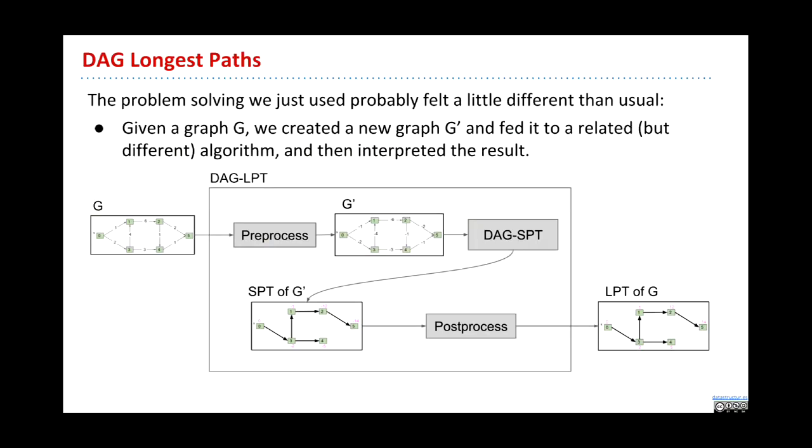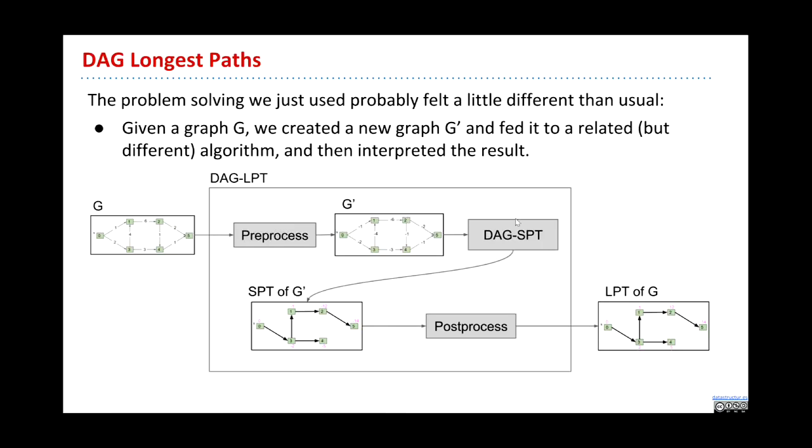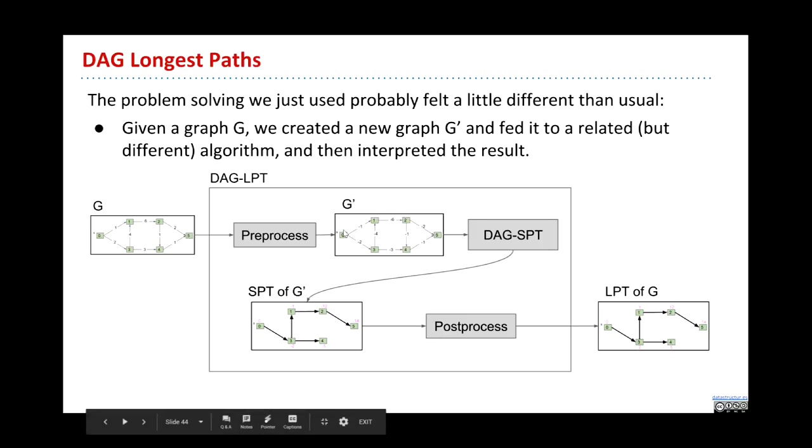Okay. So the problem solving that we just did probably felt a little different than what you've done in the past. We basically took a problem, in this case a graph, and we pre-processed it. We turned it into the negative of itself. We then fed it to a different algorithm, DAG shortest paths, that produced a shortest paths tree for G prime, and then we post-processed it by flipping all the signs. Okay? Now this entire box, which had a pre-processing step, using some other algorithm, and post-processing, together it formed a new algorithm, which was DAG longest paths tree.